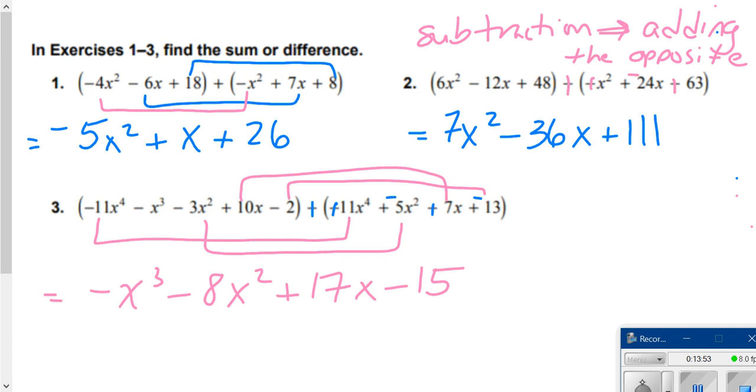Okay, this is what you should have for number 3. Take a minute and verify that you have every term of this written completely correct, including the signs. Okay, at this point, if you're having a difficult time with adding or subtracting, or you feel confused, pause the video and ask your teacher for help.